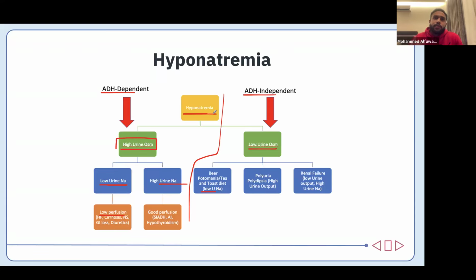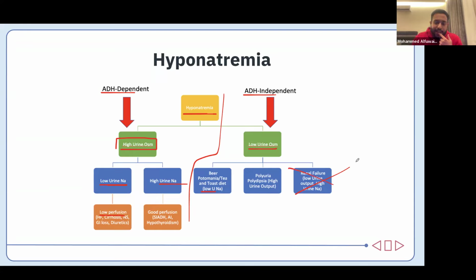When you drink a lot of fluids, what will happen is you'll have polyuria. Makes sense. Your kidneys will release it. Hence, will ADH be activated in this case since you're drinking a lot of fluids? No. Okay, so you'll cause polyuria, polydipsia. Last one is renal failure.